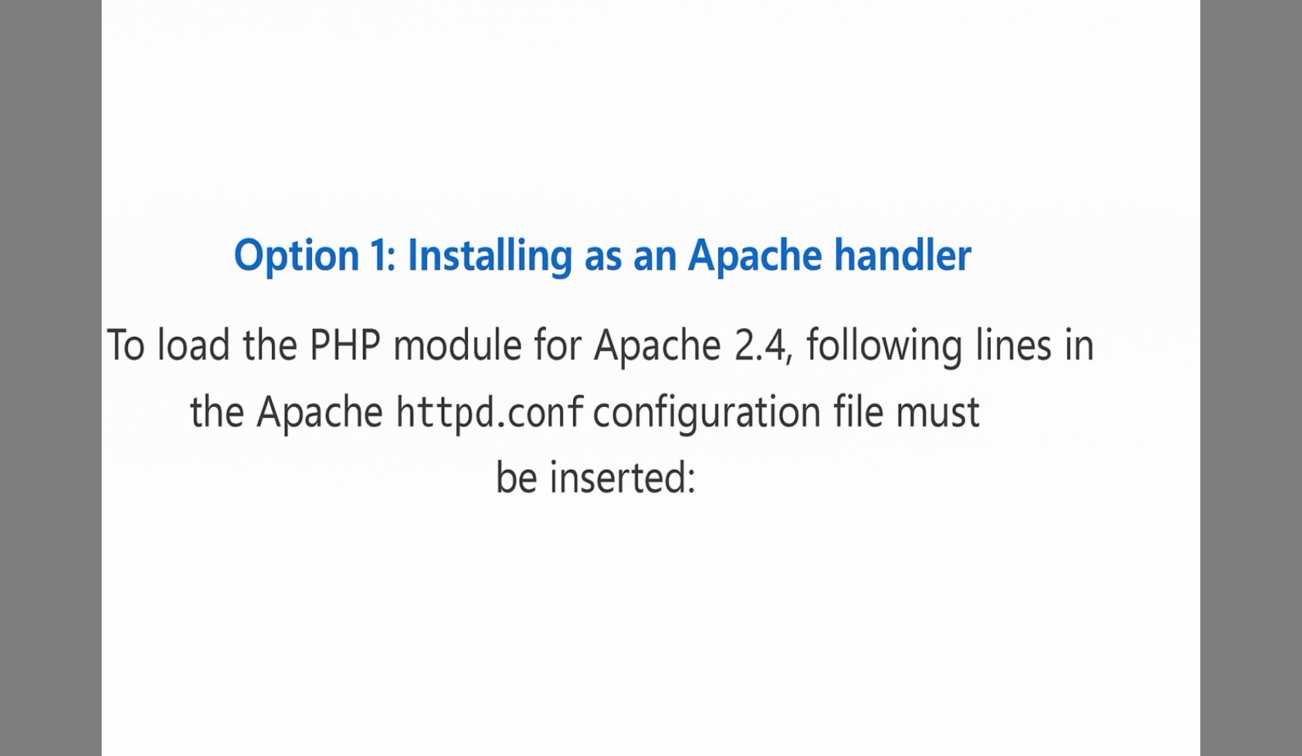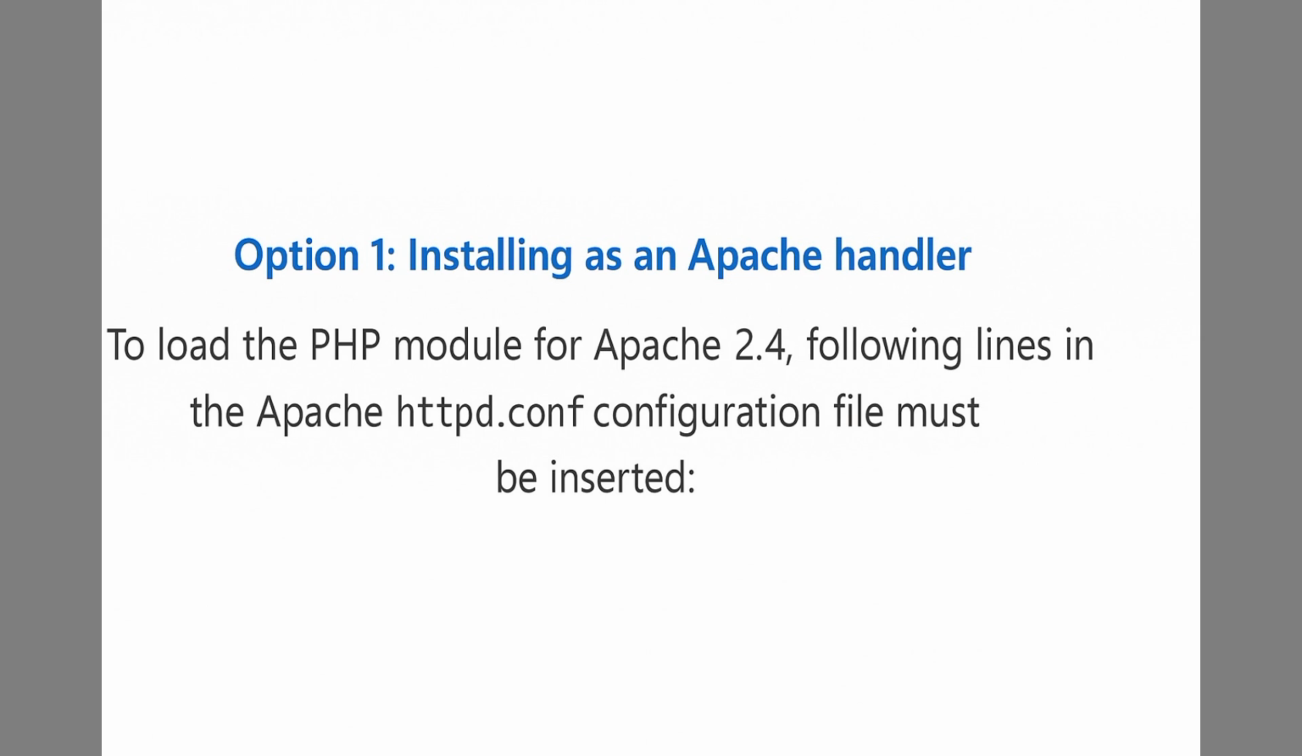These lines will typically include three types of instructions. LoadModule directive. This tells Apache to load the PHP module so it can process PHP files. PHPIniDir directive. This specifies the location of your php.ini file, which controls PHP settings such as file upload limits, time zones, and extensions. AddType directive. This instructs Apache to treat .php files as executable PHP scripts rather than plain text.